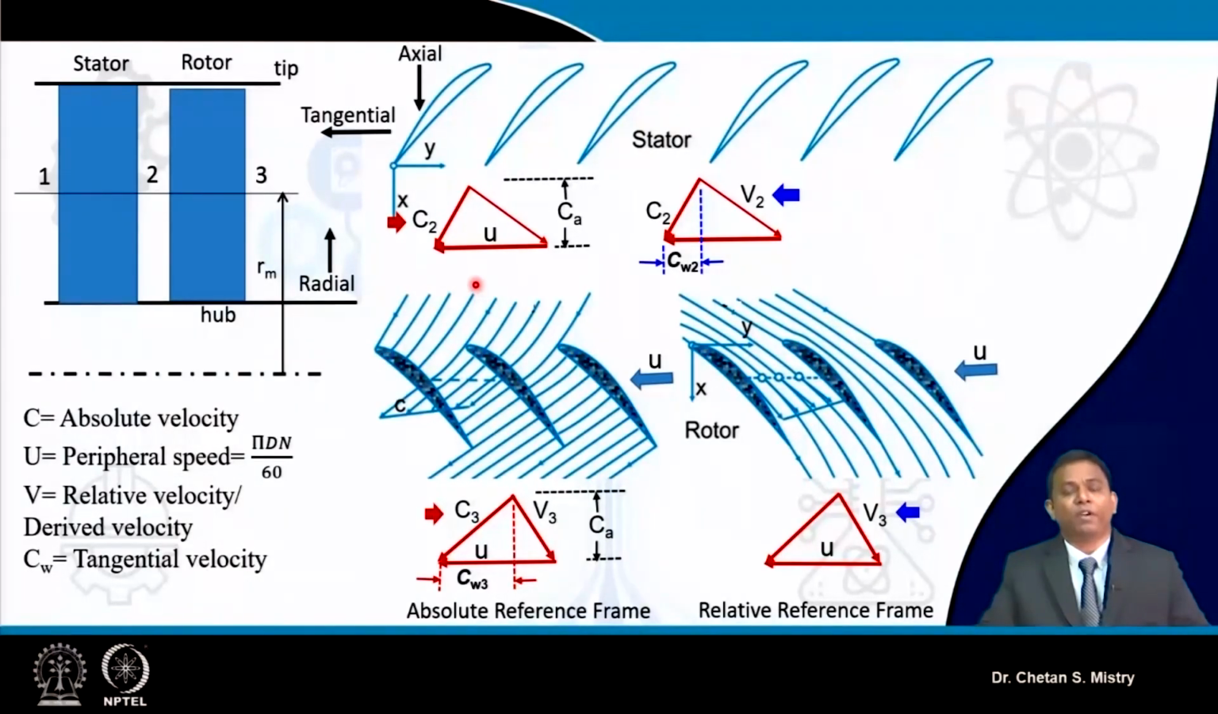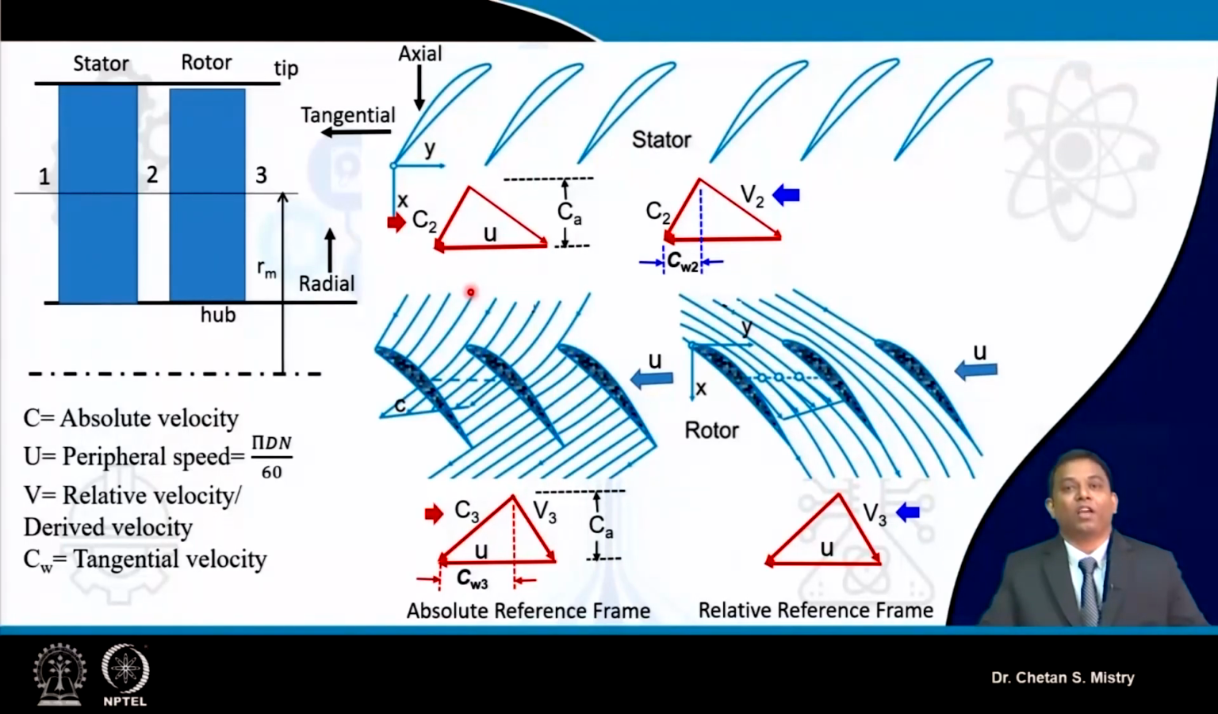So different authors put different kinds of velocity triangles, they discuss velocity triangles in a different way, but this is the most fundamental way of understanding what is happening, and I am sure with this understanding you will be able to realize how this velocity triangle comes. So this is a very fundamental approach for representing your velocity triangle at the entry of your stator, at the exit of your stator, and at the exit of your rotor.